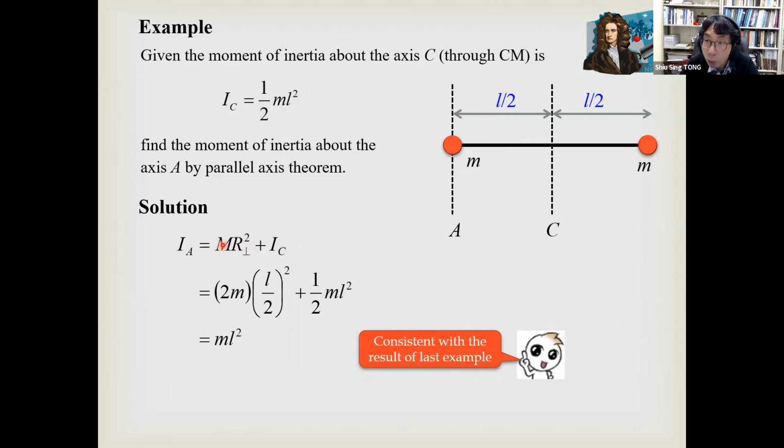And the total mass of the system, not just the single mass, the total mass of the system is 2m, because each of the masses has a mass m. The distance between the axes is L/2, so we have 2m multiplied by (L/2) squared. When I add it to the half ml square here, I get ml square. And this is exactly the moment of inertia about axis A that we found previously. So after this calculation, you find that in this case, the parallel axis theorem does hold. Okay.